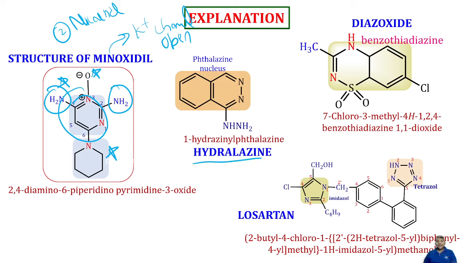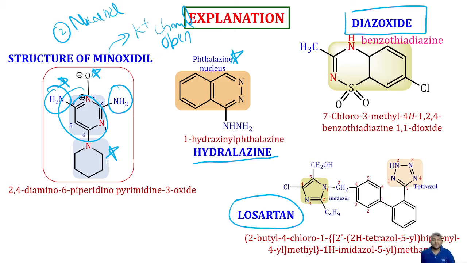Next you have hydralazine. Hydralazine is also an antihypertensive drug, and it has a phthalazine nucleus. There is another drug, diazoxide, having a benzothiazine ring. Next you have losartan. Losartan is an angiotensin receptor antagonist drug. Telmisartan and olmesartan are basically available in 40 mg and used as antihypertensive drugs in patients having high blood pressure.